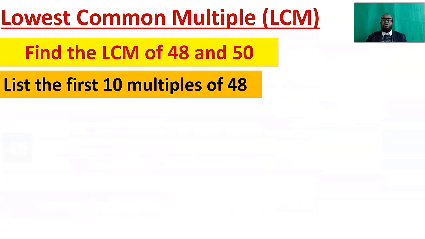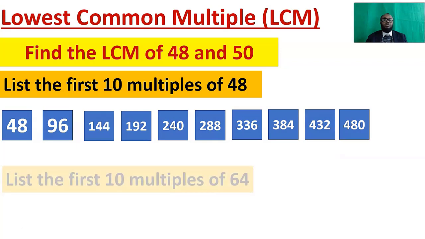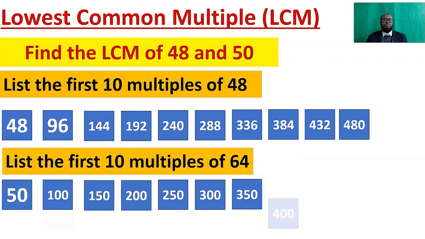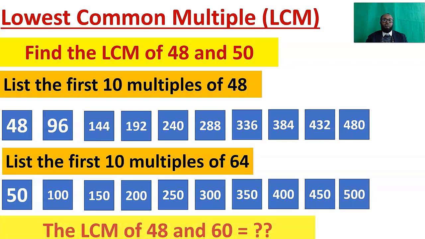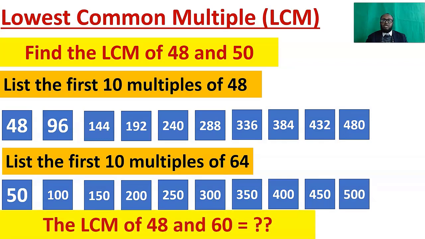Same for LCM. If we do LCM, find the LCM of 48 and 64. We need to list at least the first 10 multiples of 48, which is this, and the first 10 multiples of 64, which is this. Do they have anything in common? As you can see in this list, do you see anything they got in common? No, they don't have anything in common, which simply means we need to carry on and carry on until we got a multiple that they got in common, even if it's going maybe 15 or 20 multiples.